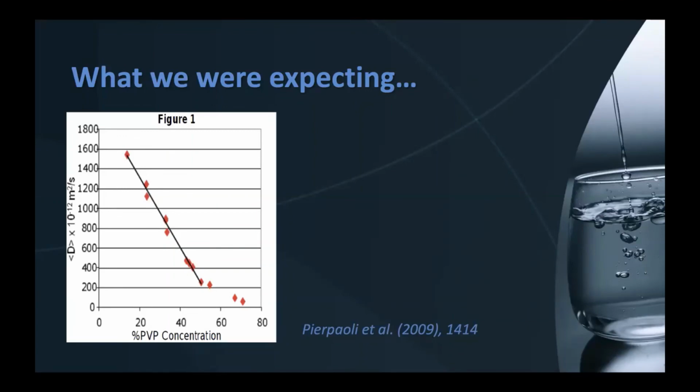Secondly, as you can see here, the correlation between PVP concentration and diffusivity stops being linear after 50%. So it's non-linear. So it would be, I want to say, dangerous to try and recreate what they've done, because probably we would get a very different result because it's not linear anymore.